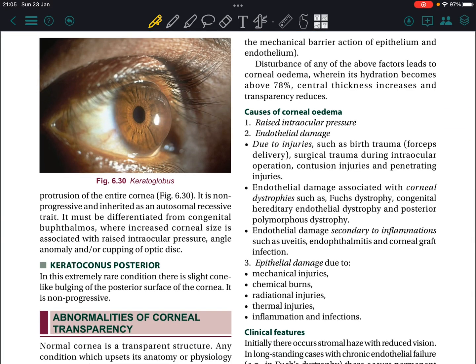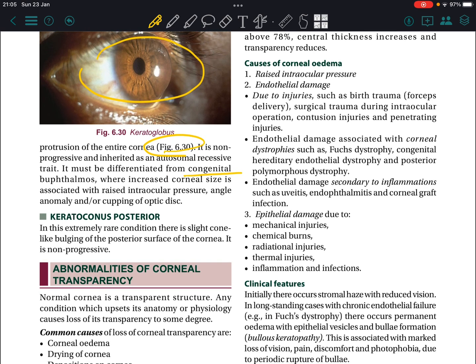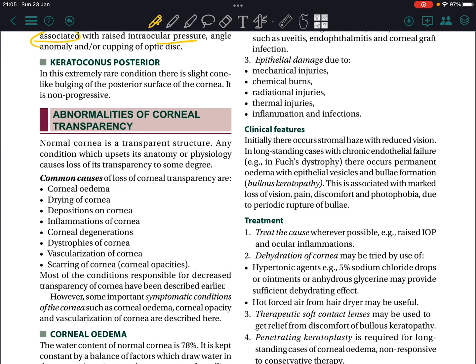Keratoglobus: globe-shaped cornea, protrusion of the entire cornea. It is non-progressive, inherited, and autosomal recessive. It may be confused with congenital glaucoma, where increased corneal size is associated with raised intraocular pressure, endothelial changes and angle anomaly, cupping. Keratoconus posticus is an extremely rare condition.